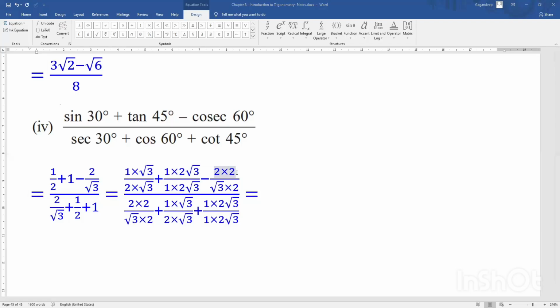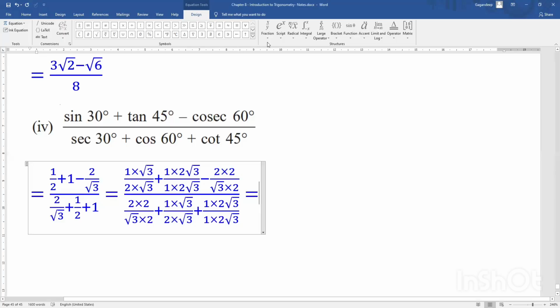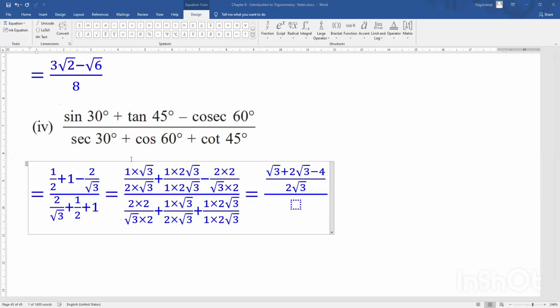So you get root 3 plus 2 root 3 minus 4 divided by 2 root 3. Similarly, we get in the denominator 4 plus root 3 and then 2 root 3 by 2 root 3. Because 1 into root 3 is root 3, 1 into 2 root 3 is 2 root 3, 2 into 2 is 4. Here also 2 into 2 is 4, 1 into root 3 is root 3, 1 into 2 root 3 is 2 root 3.